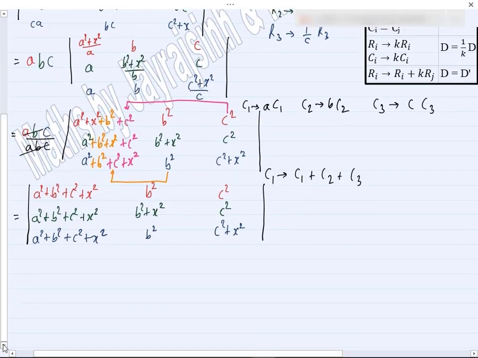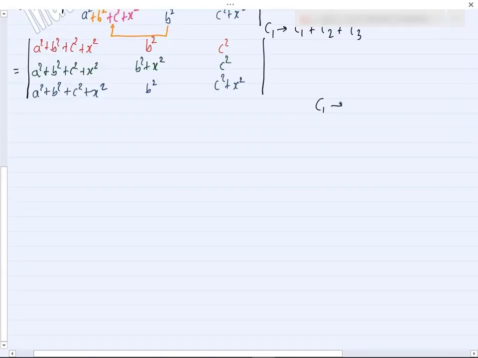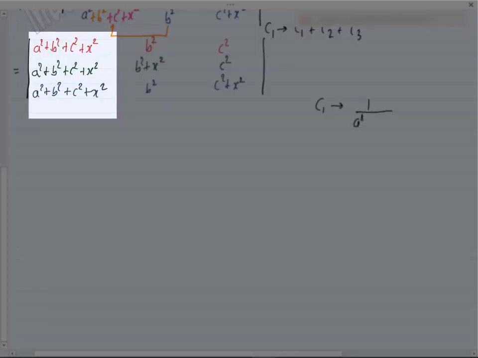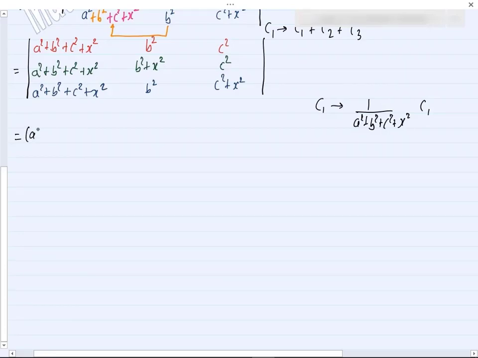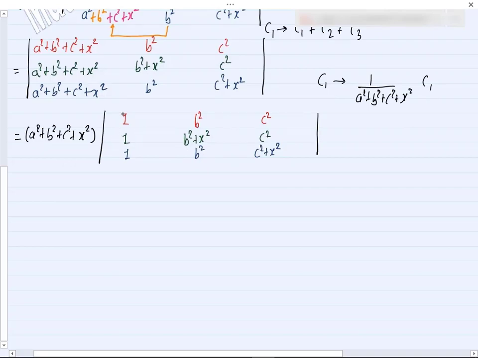Now as you can see, we can divide the first column by a square plus b square plus c square plus x square. So we have to multiply this quantity with the determinant, right? So our first column will become 1, 1 and 1, and the rest of the two columns will be as they are. So here we get 1, 1 and 1, which are helpful to get zeros.